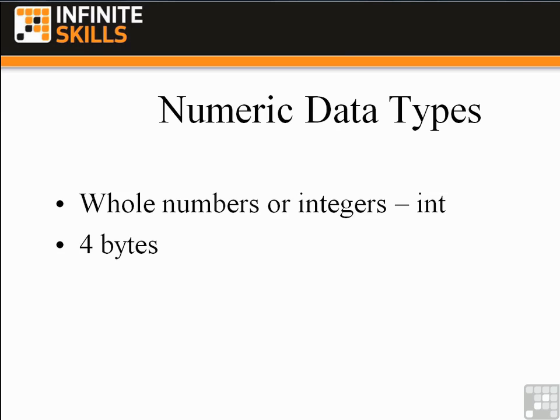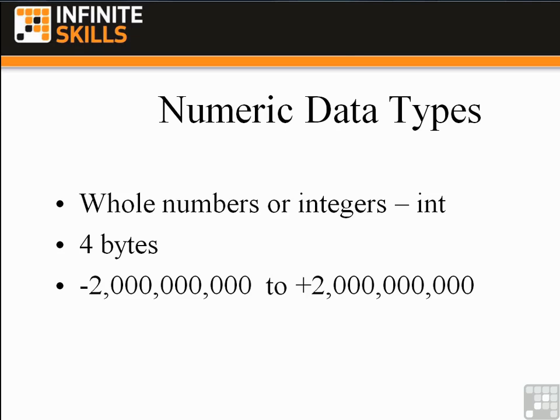Now, for a lot of people that doesn't mean very much, so we would say instead that the storage capacity of an int is from -2 billion to +2 billion, and that's approximate. It's actually just a little bit over that.